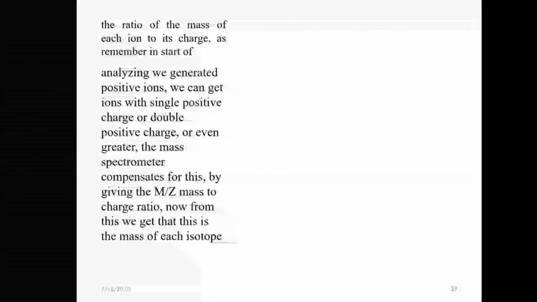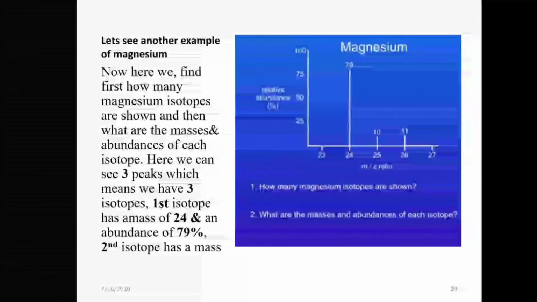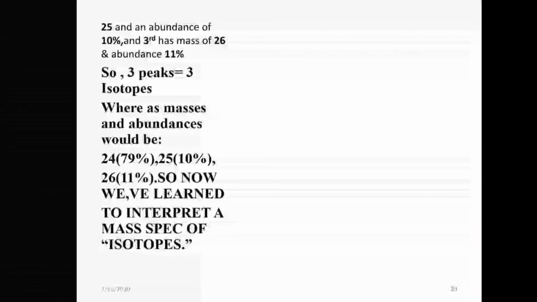Remember, at the start of the analysis, we generated positive ions. We can get ions with a single positive charge or a double positive charge, as I just mentioned before, or even greater. The mass spectrometer compensates for this by giving the M/Z, mass to charge ratio. Now, from this, we get the mass of each isotope. Here you can see it clearly showing it. So the 3 peaks mean 3 isotopes, whereas the masses and abundances would be 24, 79%, 25, 10%, 26, 11%. So now we have learned to interpret a mass spec of isotopes.